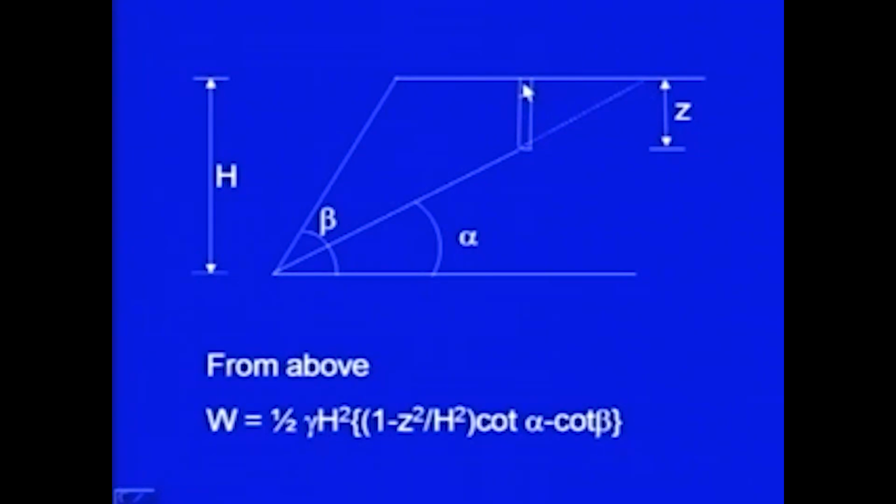area of this wedge, and you can subtract from the major area, you can subtract this smaller wedge, and then you can multiply it by the value gamma, and perpendicular to the plane of paper again we are taking unit dimension. So, this is the final expression which you are going to get for the weight w, half gamma h square 1 minus z square upon h square cot alpha minus cot of beta.